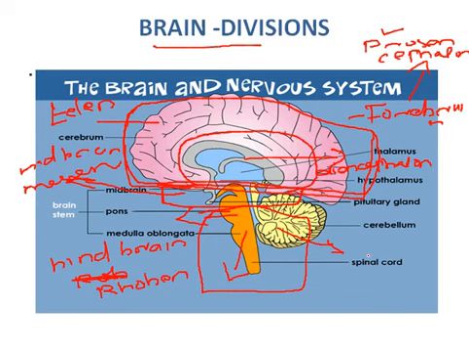Then midbrain. The midbrain is the middle part, it includes a lot of reflex centers for auditory, all those reflex centers or relay centers. We can see tectum and tegmentum in that midbrain. Then the last one is hindbrain, or the other name is rhombencephalon. In hindbrain, you can see pons, medulla oblongata, then cerebellum. These are the different divisions.